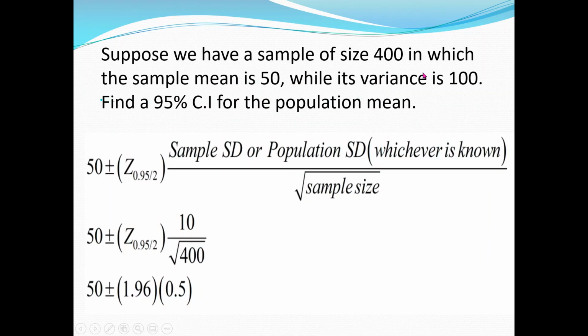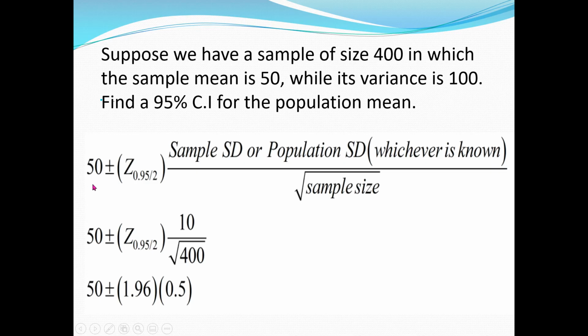Suppose we have a sample of 400 in which the sample mean is 50 and variance is 100. Find the 95% confidence interval for the population mean. So this case is when the sample size is 400, sample mean is 50, sample variance is 100. Since the sample size is very large, I am going to use the z distribution here. Even if the population standard deviation is not known, why am I using the z distribution? Because the sample size is large enough, and by large enough I mean greater than 30.